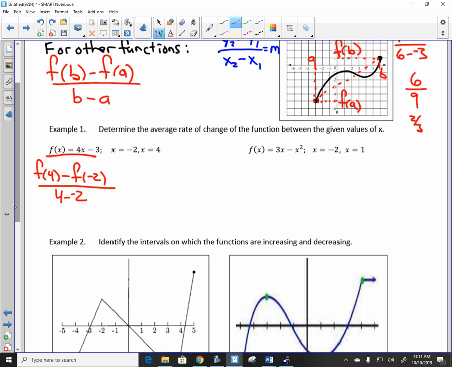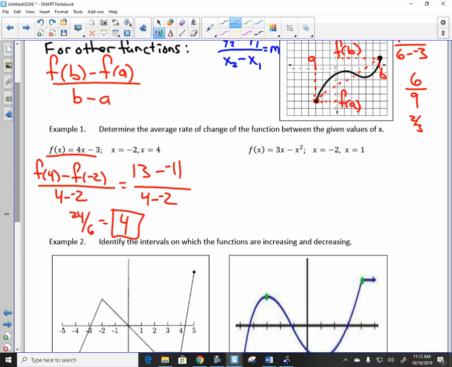So I plug in 4. What do you get when we plug in 4? 13. Plug in -2. Good. -8 minus 3 is -11. All over 4 minus -2, or 24 over 6, which is 4. And we said that the average rate of change should come out to be 4. Agreed? Okay.